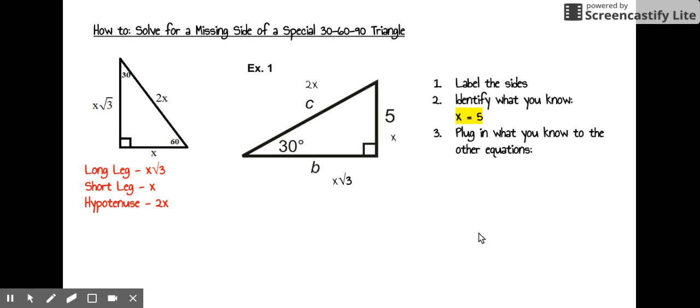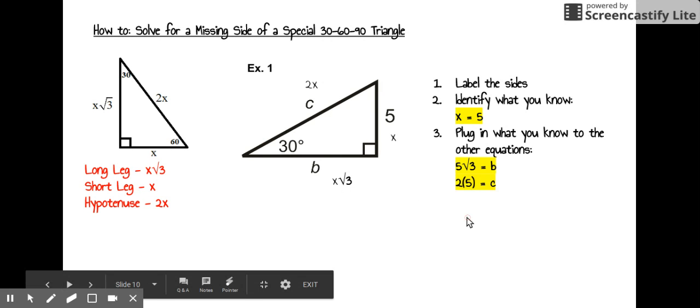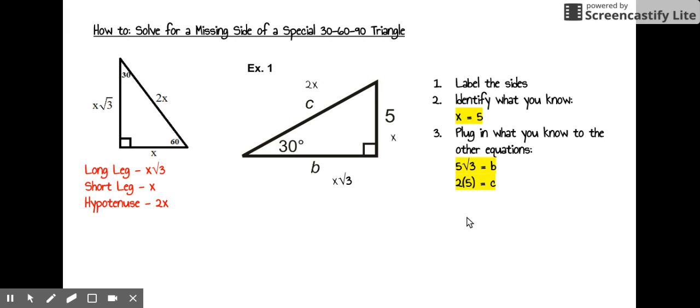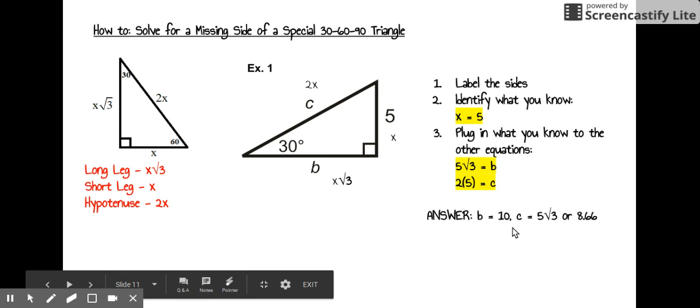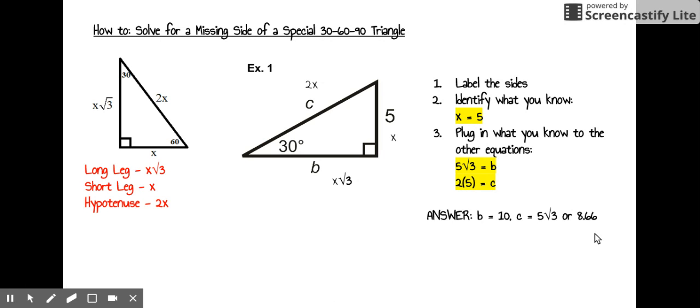The next step is we want to plug in what we know into the other 2 equations for the other 2 sides. We're going to plug in 5, which is equal to x, into x radical 3 and 2x. So we'll have 5 radical 3 is equal to b, and 2 times 5 is equal to c. Then we can simplify that, and we get our answer: b is equal to 5 radical 3, or 8.66, and c is equal to 10.